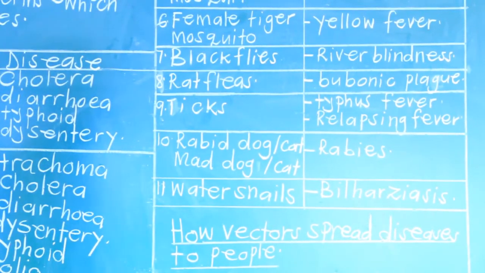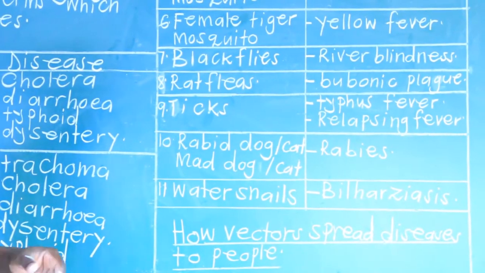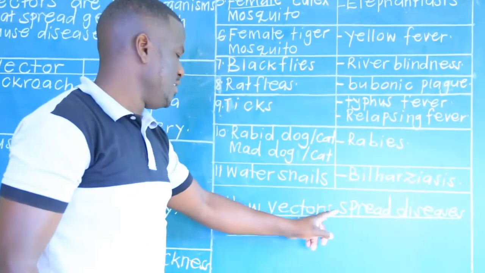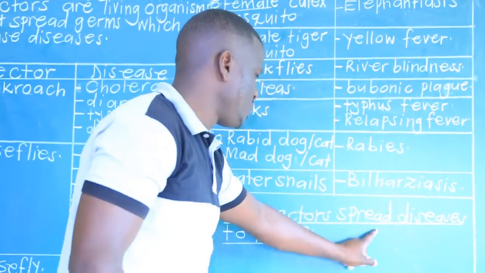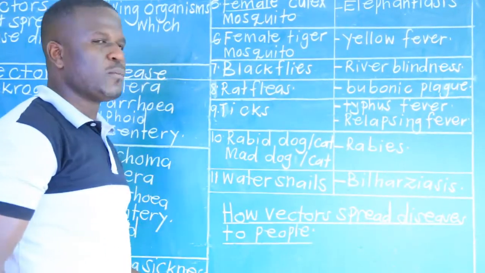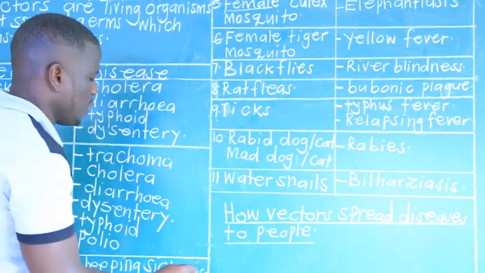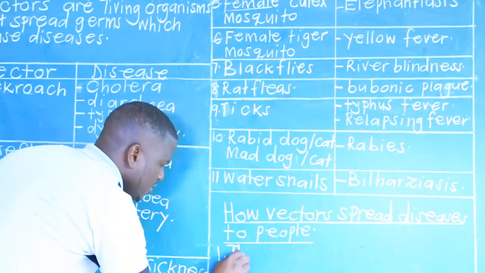We are going to start looking at them one by one. But before that, we need to know how vectors spread diseases to people. There are three ways through which vectors spread diseases to people. One, through bites.